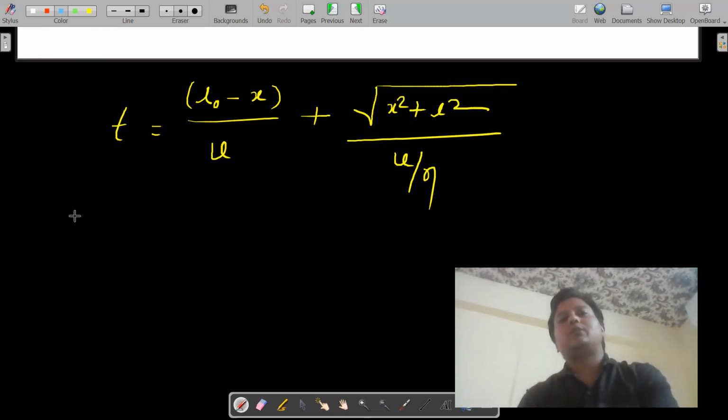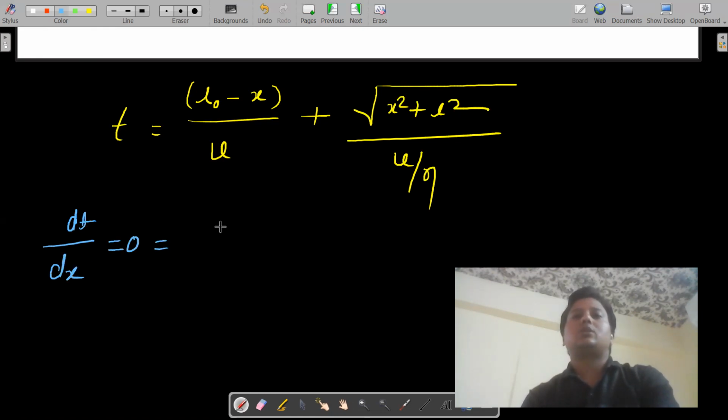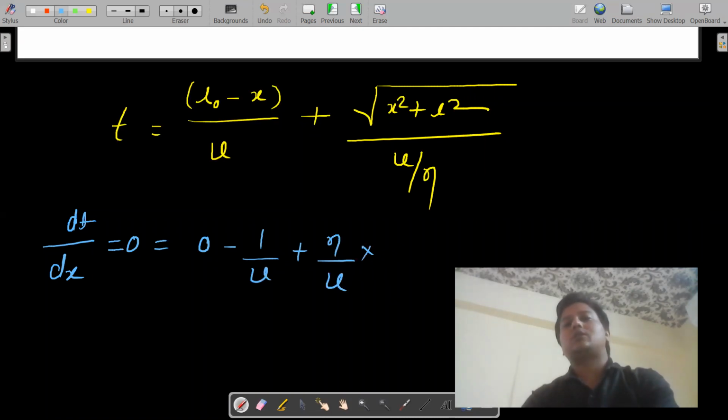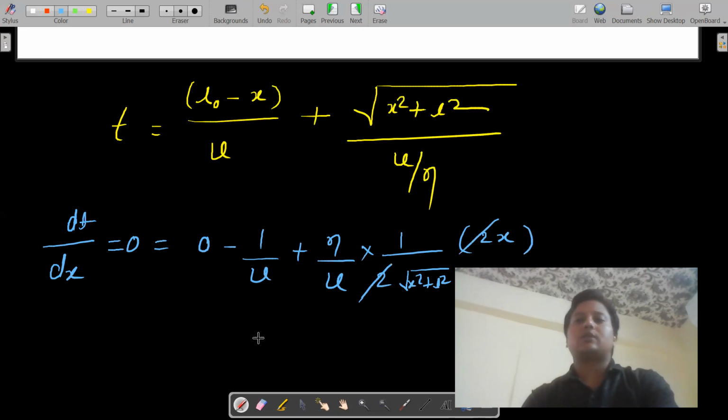So for the minimal time, we have to calculate dt over dx and equate it to 0. So what will be dt over dx? L naught by u is a constant. So the x differentiation is 1, plus eta over u times the differentiation of root of x square plus l square, which is 1 over 2 root, times 2x. The 2 gets cancelled.